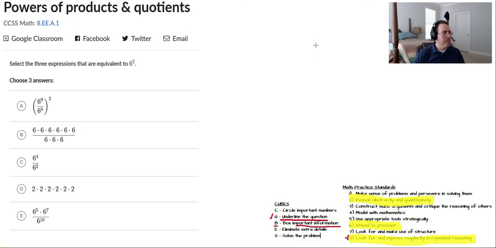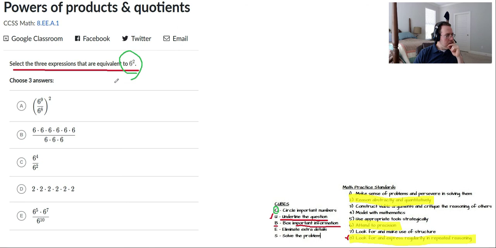Now, we actually have a quotient, which is the answer to a division problem. So select the three, reading our questions is good. Okay, so select three expressions that are equivalent to 6 squared. Well, that's kind of interesting. I'm going to circle important numbers. So, okay, 6 squared. Well, I guess we'll do one at a time.